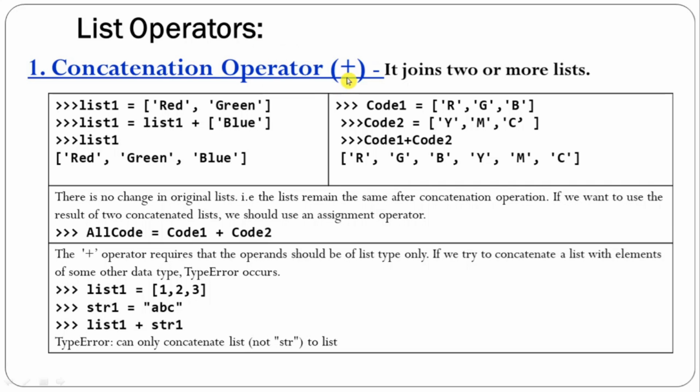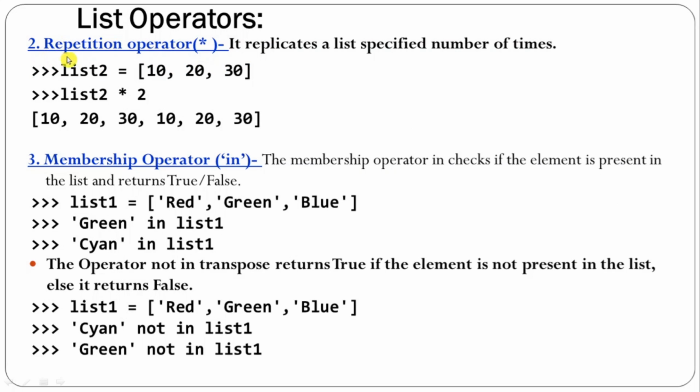So the first operator is the plus operator, the concatenation operator. It joins two or more lists. The second operator is the repetition operator, star. It replicates a list a specified number of times. For example, list2 = [10, 20, 30]. List2 * 2 generates a new list which contains the items from list2 two times.